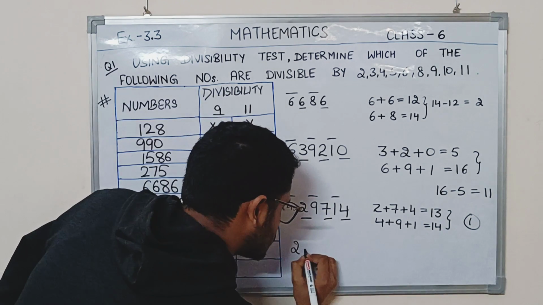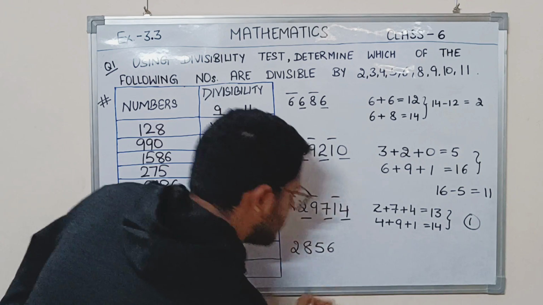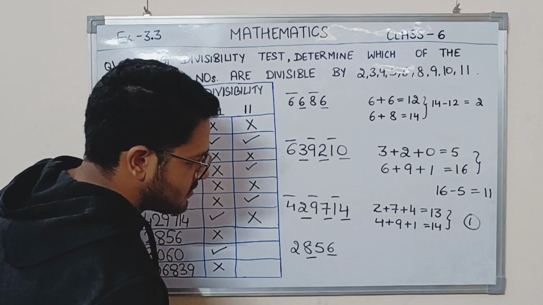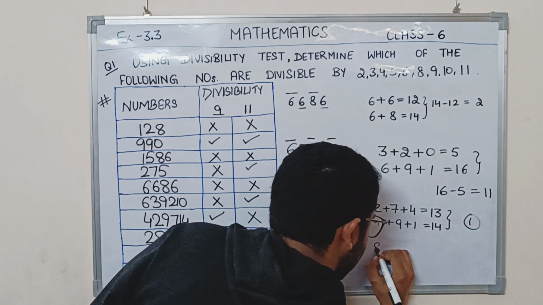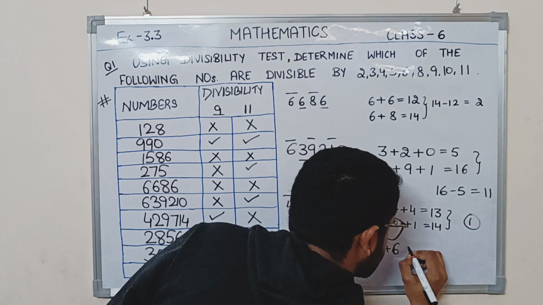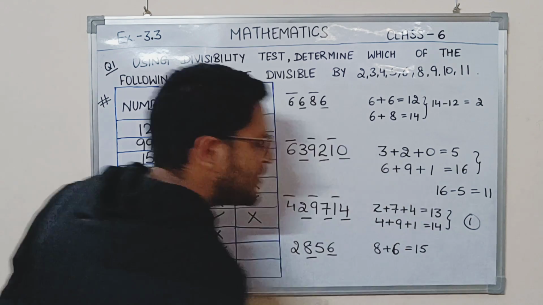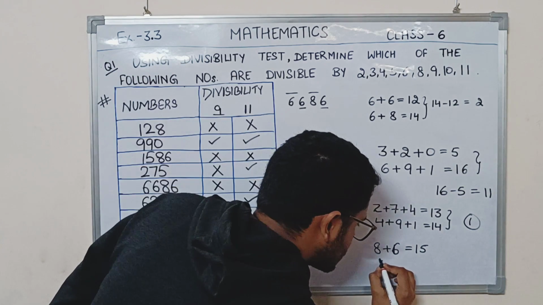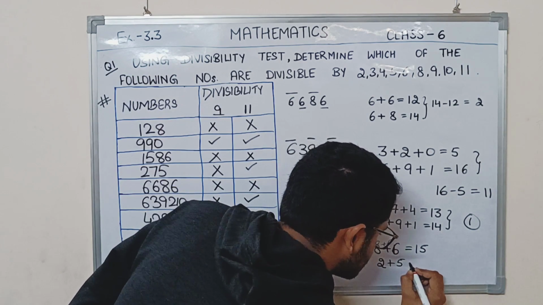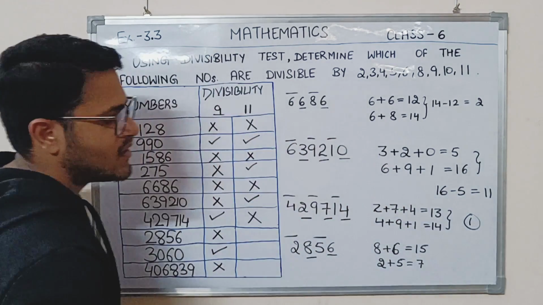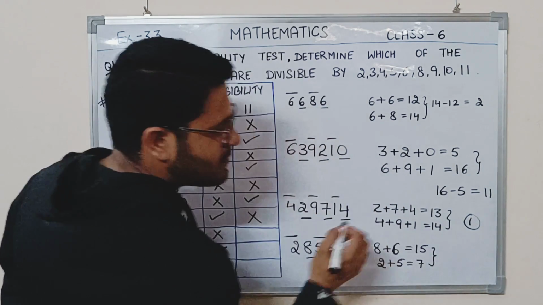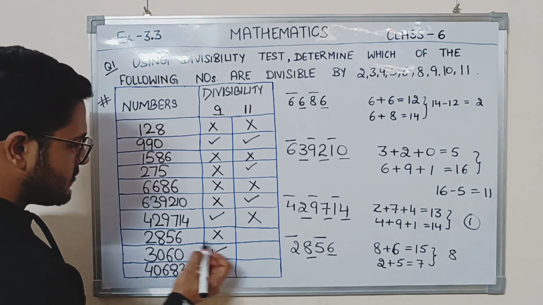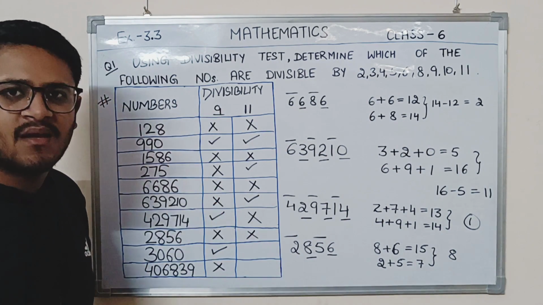2856. So the numbers at odd places are 6 and 8. Okay, so 8 plus 6. 8 plus 6 is 15, right? So the remaining are 2 and 5. So 2 plus 5 will be 7. Okay. Now subtract these. 15 minus 7 is what? 8. 8 is not divisible by 11. Therefore this number is not divisible by 11.